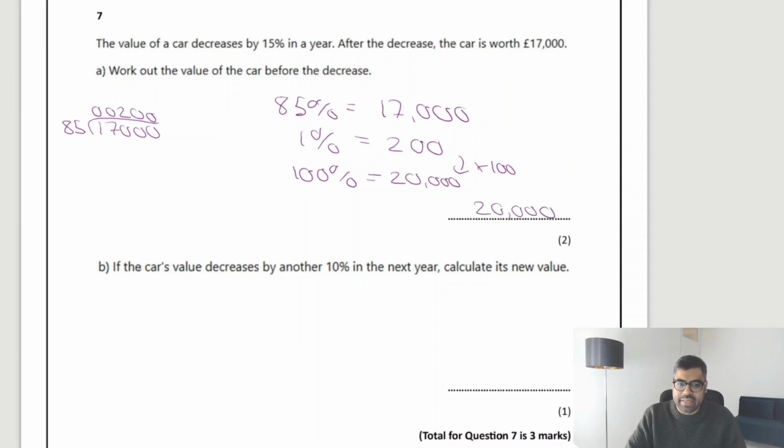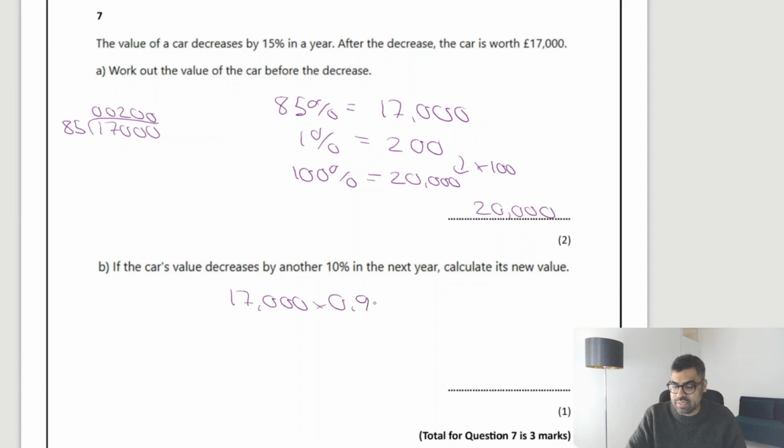Now, question B is really the type of question that most people expect. We're going to be taking 10% off the value of the car. So this is now the second year. So the car is worth 17,000. We're going to knock 10% off, which means we're going to take 17,000 and effectively multiply by 90% or 0.9. Now again, this is non-calculator.